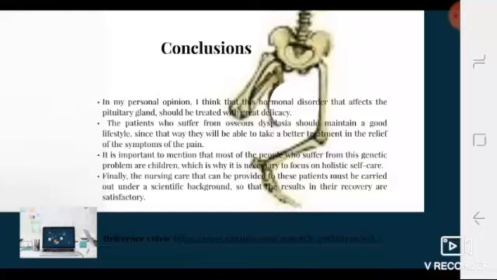Finally, the nursing care that can be provided to these patients must be carried out under a scientific background so that the results in their recovery are satisfactory.